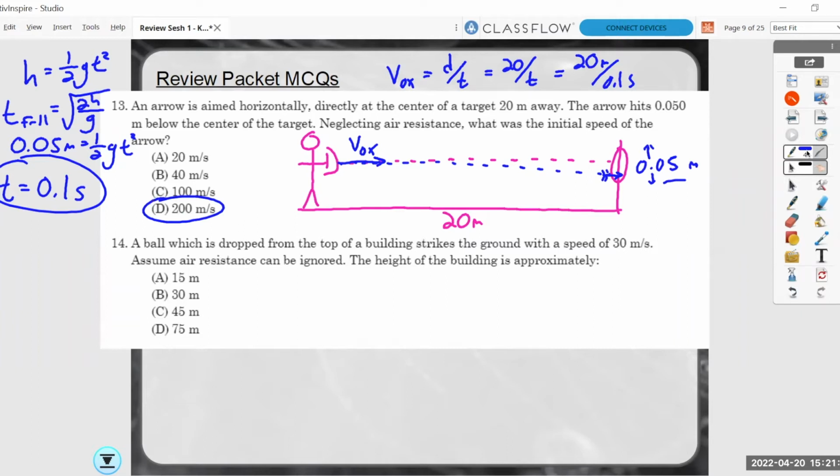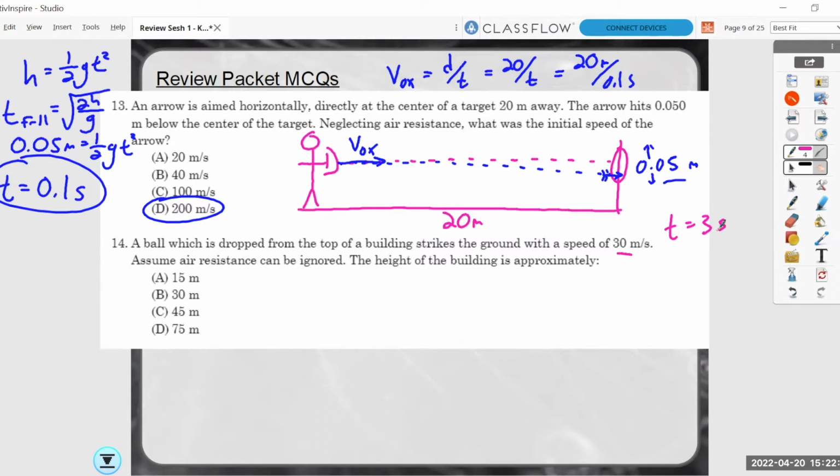14. There are actually a couple different ways to do 14. One way is to do it the long way. You could find the time it takes to fall and everything. You could say gravity is 10, so to get up to a speed of 30 meters per second, it should take about 3 seconds to fall, and do it that way.